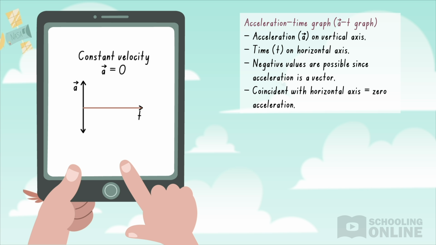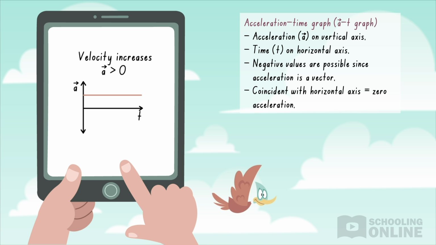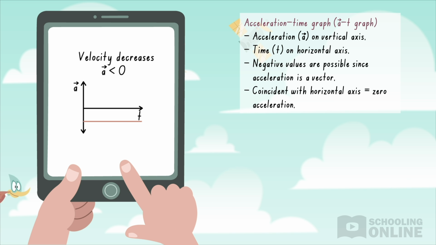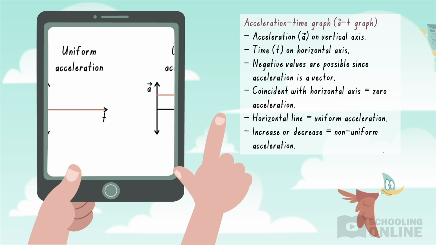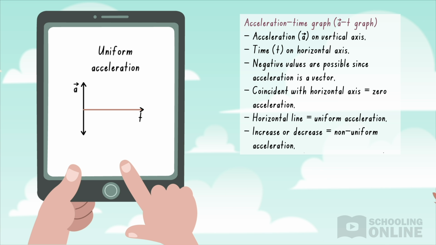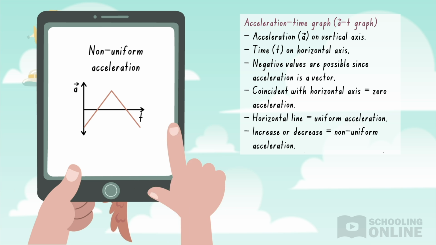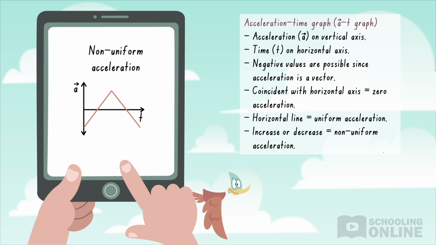If an acceleration time graph coincides with its horizontal axis, then the acceleration is 0. The object's velocity is constant, so it travels with the same speed and direction. Values above the horizontal axis correspond to acceleration in the positive direction, while values below the axis indicate deceleration, or acceleration in the negative direction. A horizontal line corresponds to uniform acceleration. A constant acceleration of 0 metres per second squared is also considered uniform acceleration. In contrast, if the acceleration changes, then the object undergoes non-uniform acceleration.